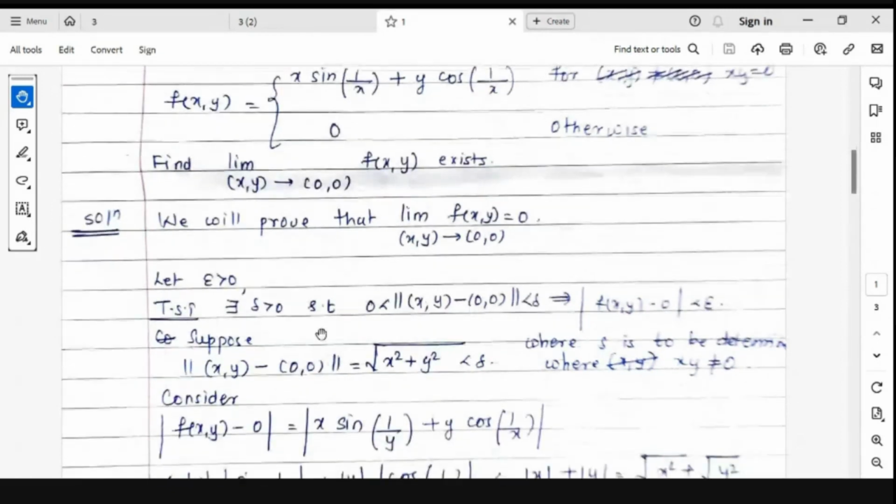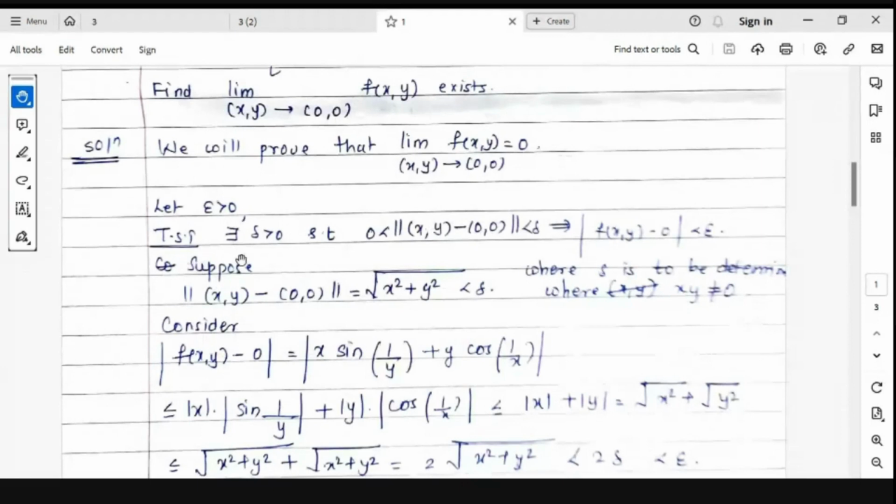My aim is to find delta greater than 0, which will be expressed in terms of epsilon later on, such that when 0 is less than norm of (x, y) minus (0, 0), and that is less than delta, then mod of f minus 0 should be less than epsilon. So suppose the norm of (x, y) minus (0, 0), which is nothing but under root of x square plus y square, is less than delta, where delta is to be determined.